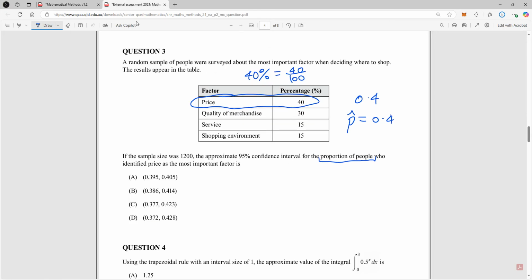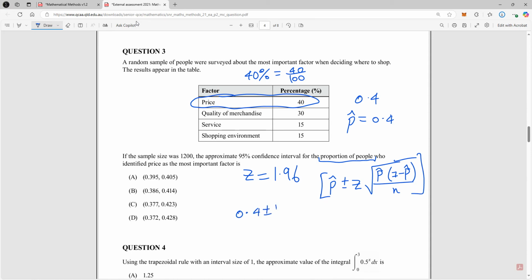You do actually have to know what Z is for a 95% confidence interval. For 95%, Z is about 1.96. You can use 1.95, it shouldn't matter too much as long as you're about that, but just be careful with it. So you want to be using this formula: proportion, plus or minus Z times the square root of p(1-p) over n. If you put the information in, you're going to have 0.4 plus or minus 1.96 times the square root of 0.4.